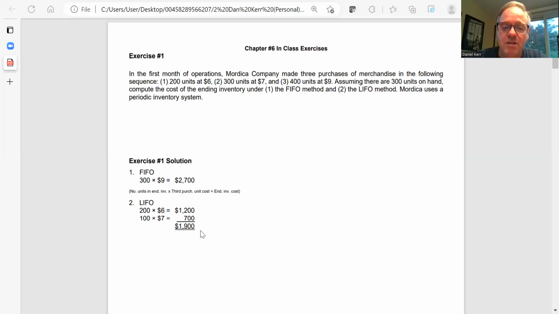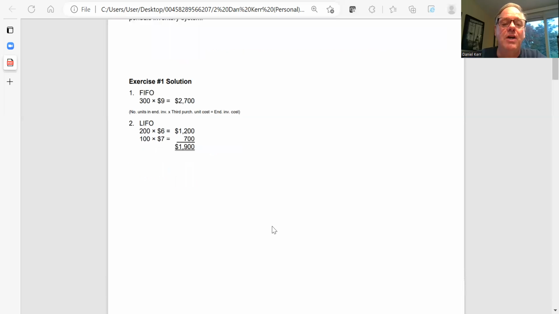Notice we get two different answers. Since prices were rising during this period, you get a higher inventory under FIFO than you do under LIFO. Since LIFO gives you a lower ending inventory, it also gives you a higher cost of goods sold, which has ramifications for the amount of taxes that we have to pay. It also has ramifications on the balance sheet and the income statement, which we'll get to in the next exercise.